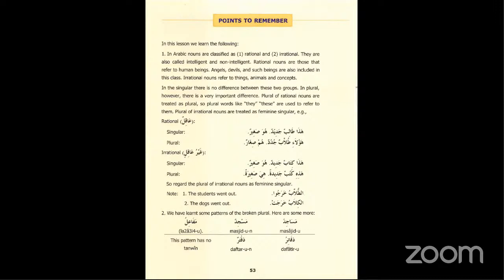Mafa'ilu, masjidun. The plural will be masajidu. Correct. This pattern has no tanween. So daftarun will turn into dafatiru. Correct.